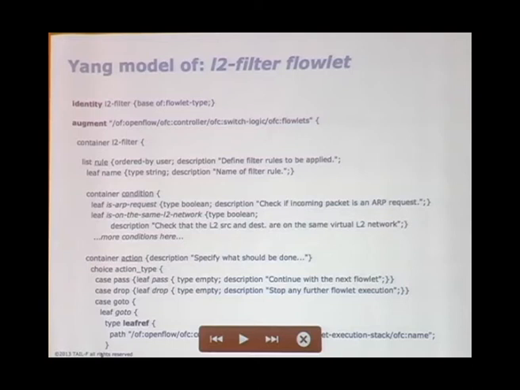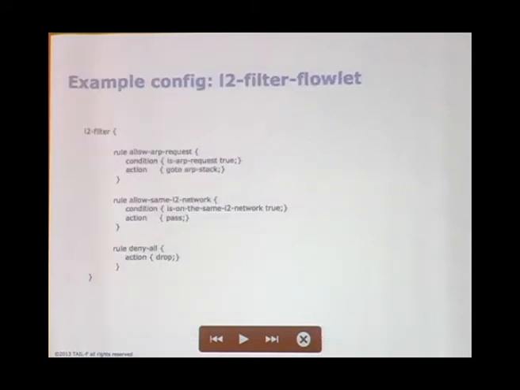So this is a simplified model of this L2 filter flowlet, and an example of the configuration could look like this. So we have the L2 filter, we have three rules. One named allow ARP request. The condition is ARP request true, then go to ARP stack. So we have some kind of flowlet stack named the ARP stack somewhere. And we're going to jump there and start executing that flowlet stack. Another rule saying, okay, are we on the same layer 2 network? Then return pass, and we're going to continue executing with the rest of the flowlets in the flowlet stack. And the last rule just doesn't have any conditions, and the action is just drop. So we're going to stop executing the flowlets.